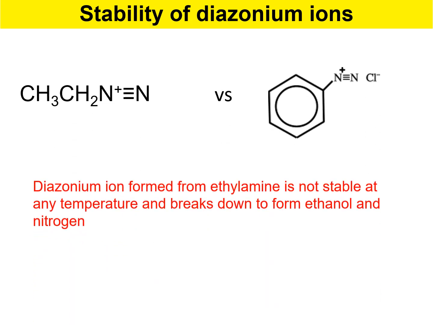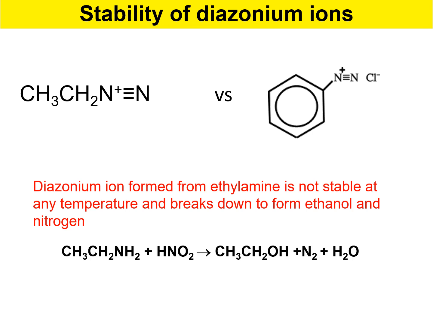As mentioned previously, the diazonium ion formed from ethylamine is not stable at any temperature and breaks down to form ethanol and nitrogen. The benzene diazonium ion is much more stable, but again will decompose at higher temperatures.